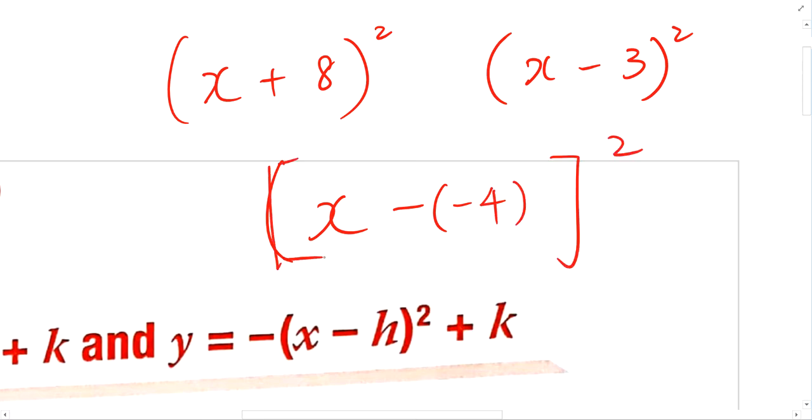Okay, what about this one? When x equals negative 4, because this is the same as x plus 4, right? So when x equals negative 4, the expression equals 0.